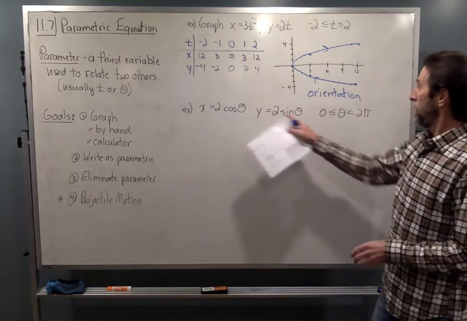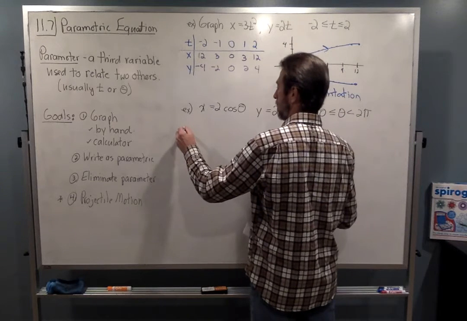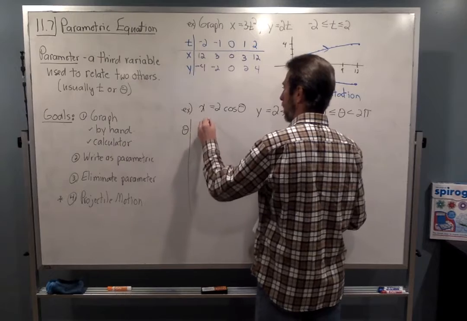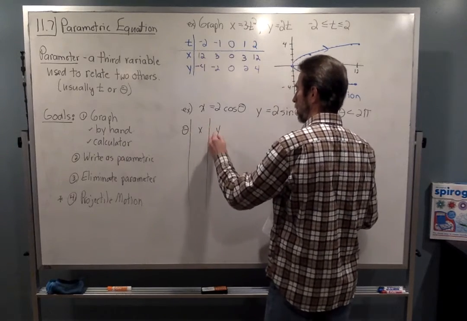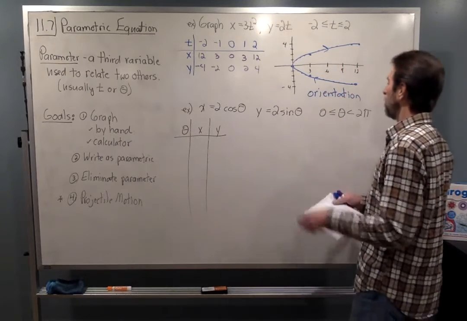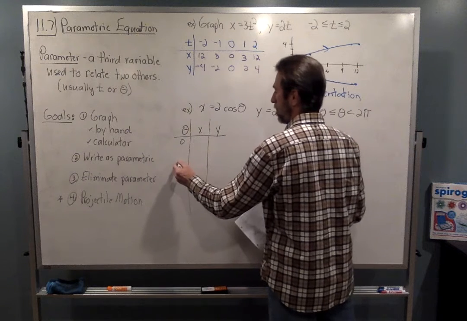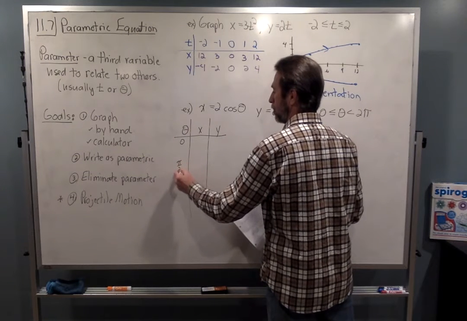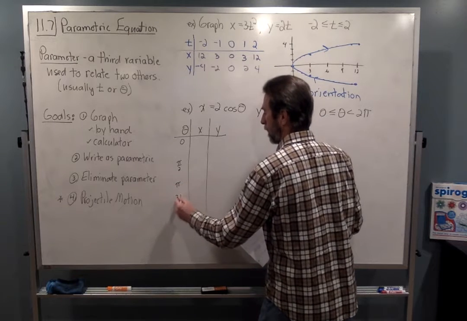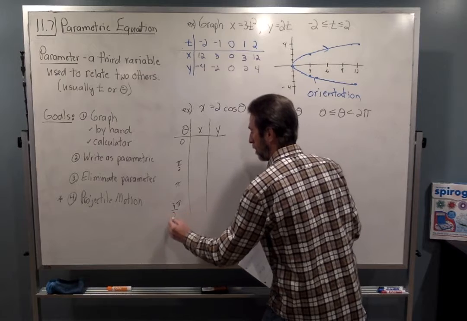Again, I've got to pick some theta values from 0 to 2 pi. Now here, I'm actually going to do it different. I'm going to have my theta, my x, and my y. And as far as the theta values, I might pick some of the biggies. For example, 0, I'm just going to go to pi over 2, pi, 3 pi over 2, and 2 pi.